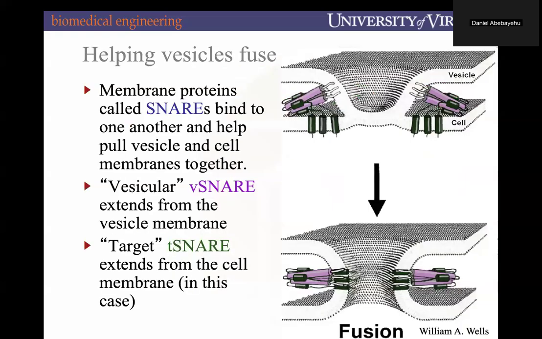So to set the stage, the way that these high energies are overcome for the vesicle membrane and the cell membrane to fuse together is that there's a class of proteins called SNAREs. They enable the fusion of these two membranes. We have two kinds of SNAREs. We have vesicular SNAREs or v-SNAREs. Those are the SNAREs that are on the vesicle membrane, and there are t-SNAREs. In this case, those are the SNAREs that are on the cell membrane.